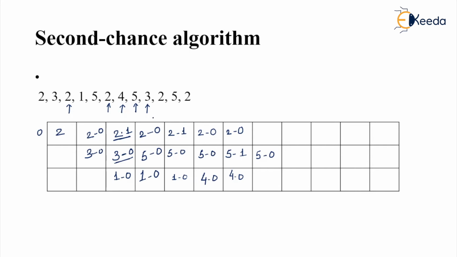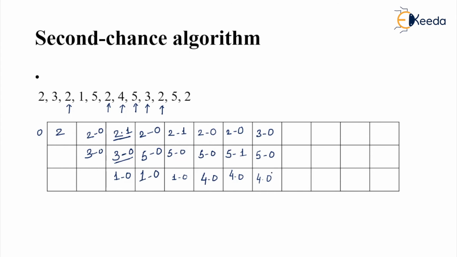And among this 2 and 4, 4 is just recently referred, and before that, the first who came first, 2 came first, so 2 will be gone first in this case. So 3 0, and in this case 4 0. Next comes the 2, and all of them are 0.